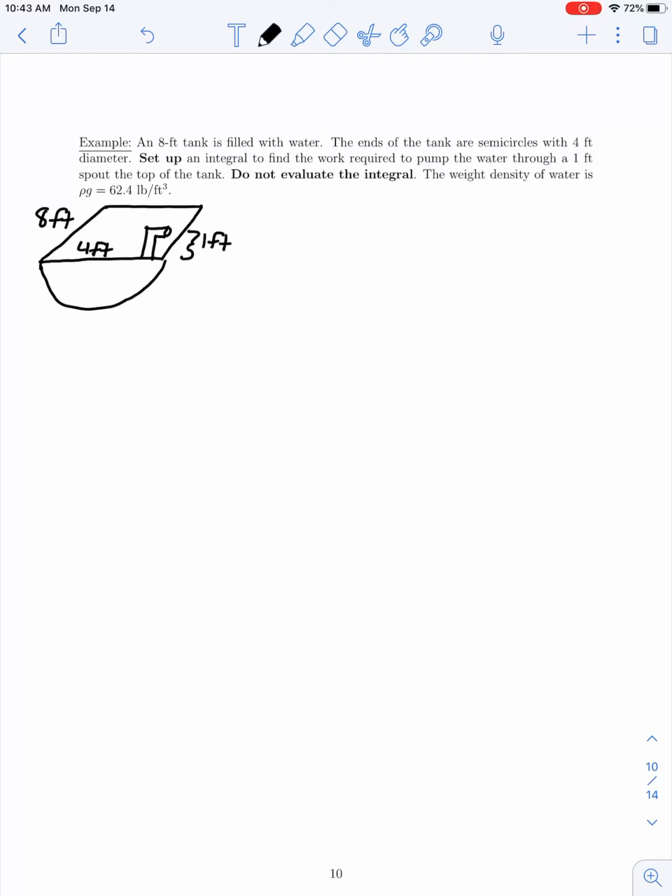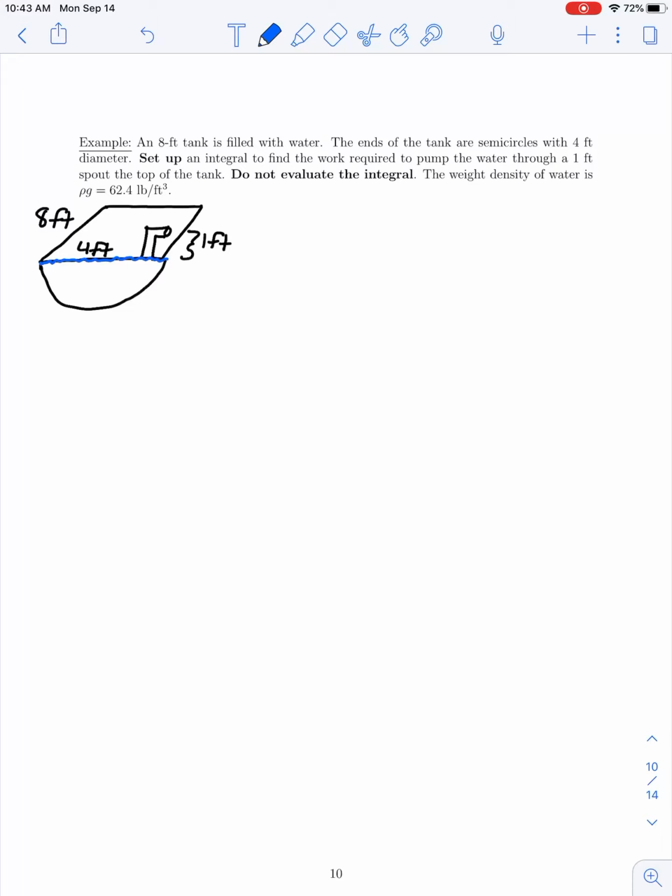So here we're told this tank was filled with water, so the water level is right along the top edge here. And the question is, how much work is required to pump all of this fluid through that 1-foot spout, or essentially pumping it to a height of 1 foot above the top edge of our tank? So our method is the same here.